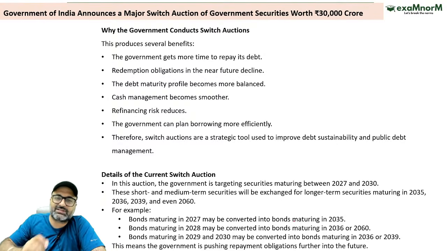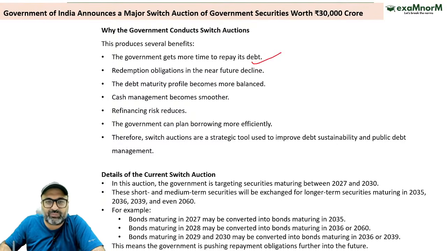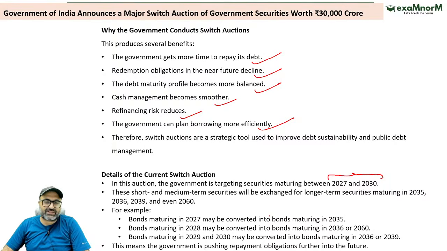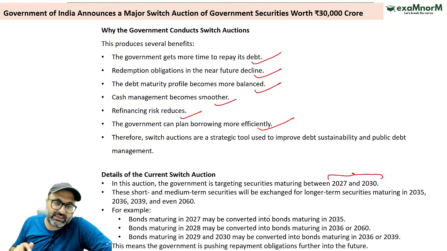Why government conducts it? As I already said, more time to repay the debt. Redemption will be declined in future. Debt maturity profile will be more balanced. Cash management becomes easy. Refinancing risk reduces, and the government can plan borrowings more effectively. Remember that as per the current announcement, all the securities which are going to mature in 2027 and 2030 have been taken back.